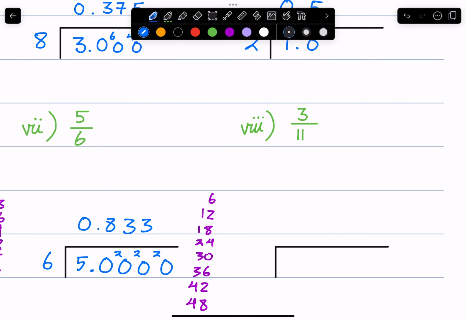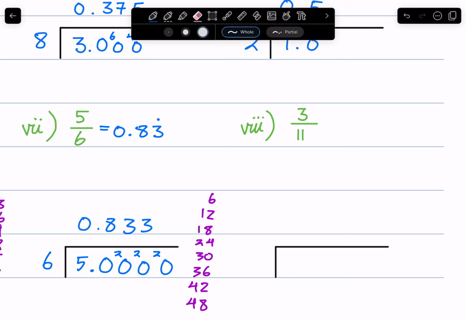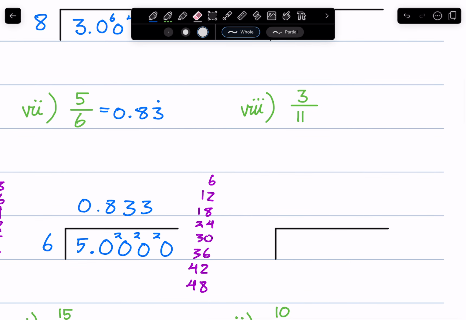So this can be written as 0.8, but this time only the 3 is repeating. So we put the dot only on the 3. Okay, so that's the next example here.